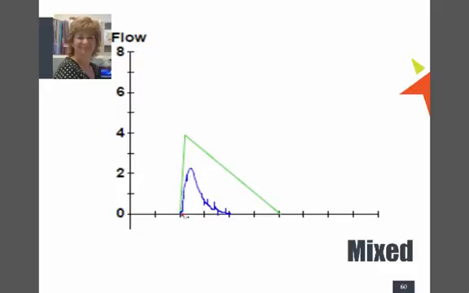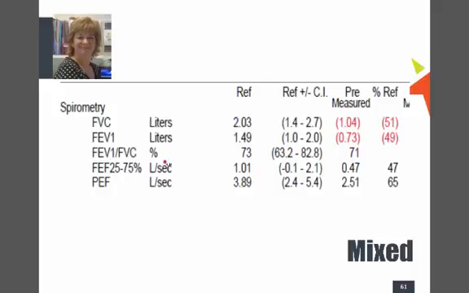Okay, so now we've got another picture where we're blowing out, not very good. And we haven't got much volume either. We have got a bit of scooping out here, a bit of obstruction. So it looks like this one is a mixed pattern. It's not meeting what is predicted, this picture here. And then when you're looking at your ratio, your ratio is normal, but both your FEV1 is down and your FVC is down. So you've got a bit of a mixed picture there.